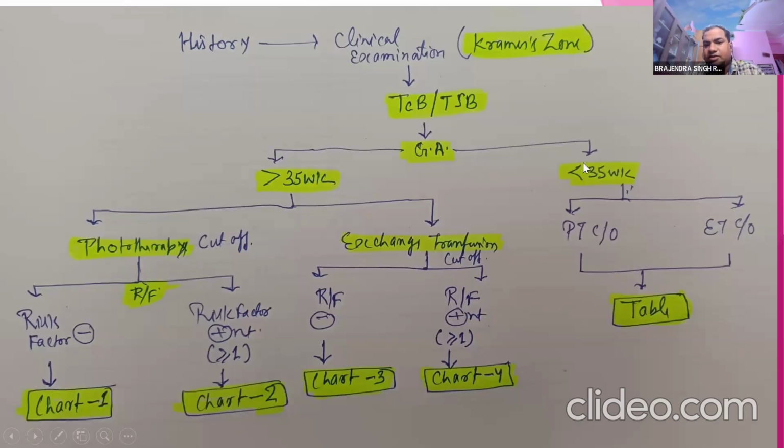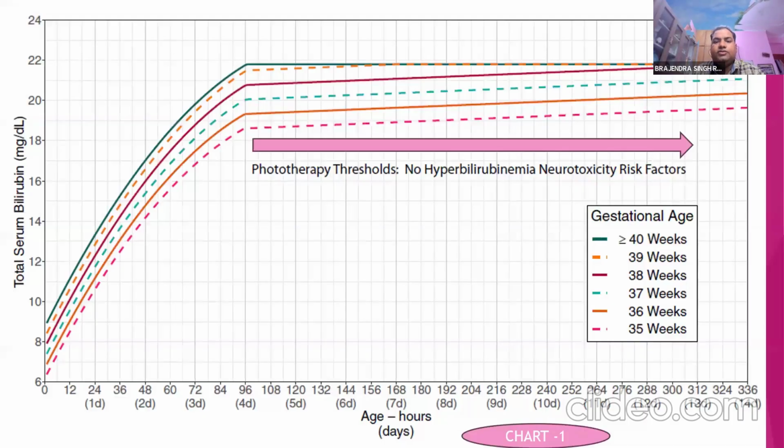And if gestational age is less than 35 weeks, then we check the table provided by the American Academy of Pediatrics for both phototherapy and exchange transfusion cutoffs for different gestational ages. So this is chart number 1 showing the phototherapy threshold, no neurotoxicity risk factor.